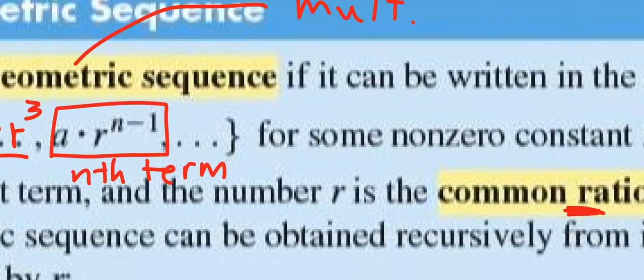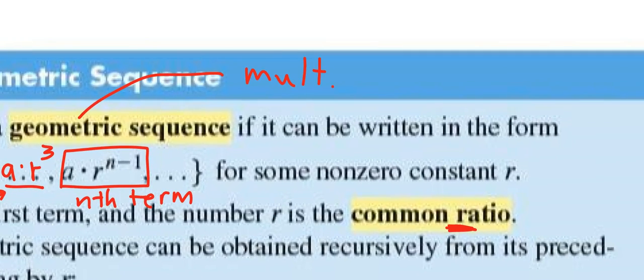Now, what is that formula? Maybe I should write that out somewhere over here. Let's see. How about T sub n equals the first term, we'll call it T sub 1, times R to the n minus 1.